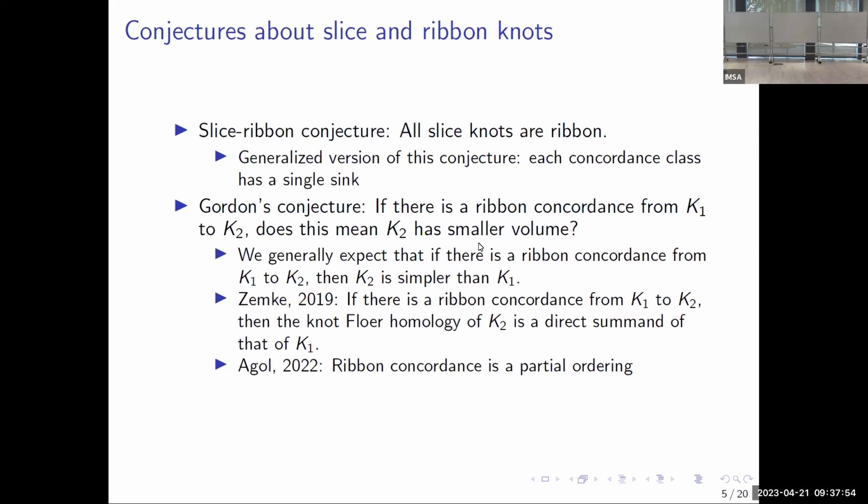So these are all questions of this nature: do we expect that for a ribbon concordance from K1 to K2, K2 should be strictly smaller? There are also other notions of complexity you could ask about, like, is the number of crossings of K2 smaller than K1? There are a lot of notions of complexity, and maybe we generally expect all of these to hold, that K2 just has to be in every way smaller than K1 if there's such a ribbon concordance.